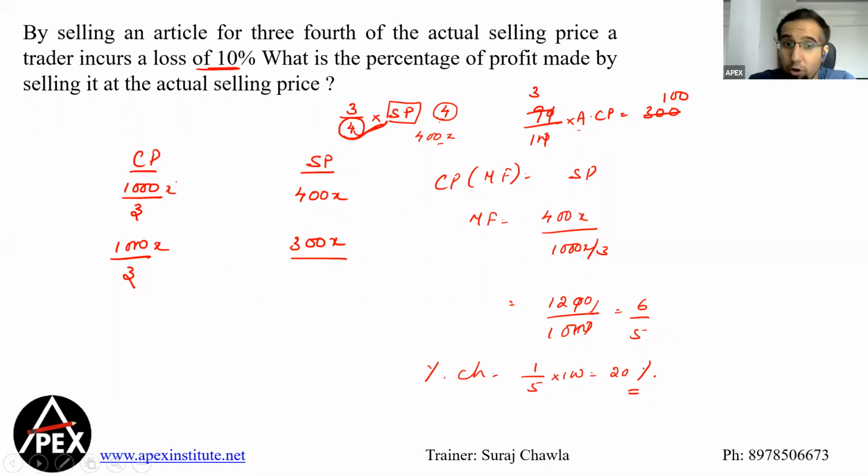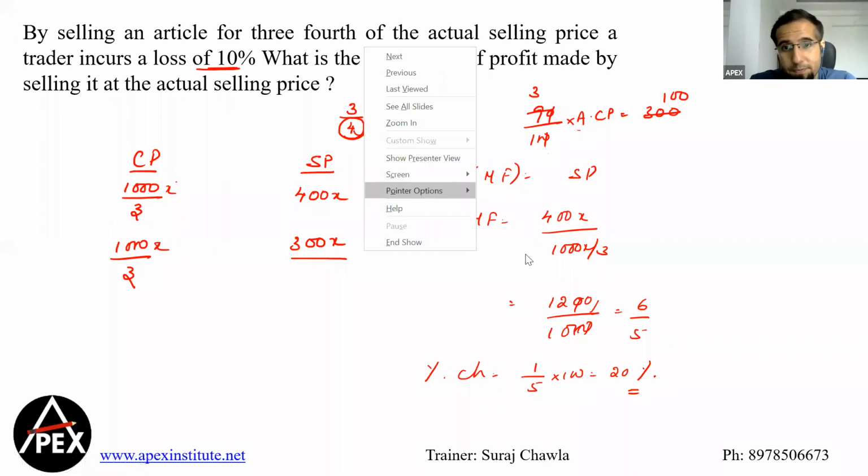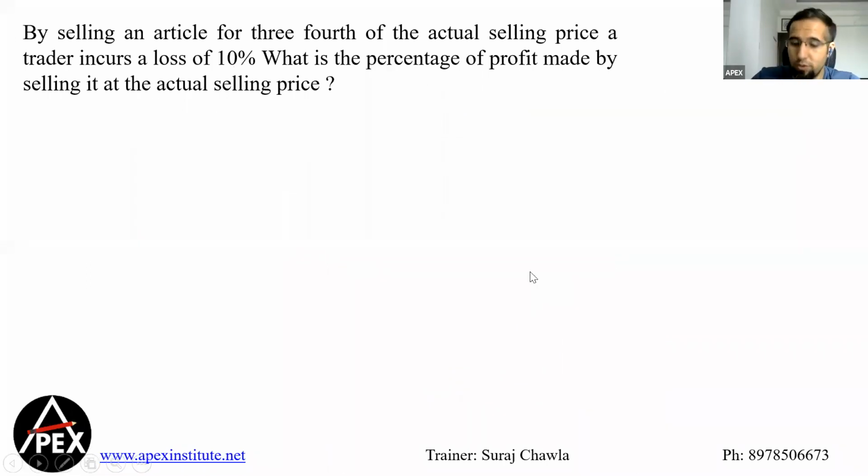You want another method? We can also do another method, guys. The other method that we can do is actual cost price into, there's a 10% loss. If there's a 10% loss, 90 by 100 should be equal to selling price. What is selling price here? Selling price is 3 by 4 of actual selling price.